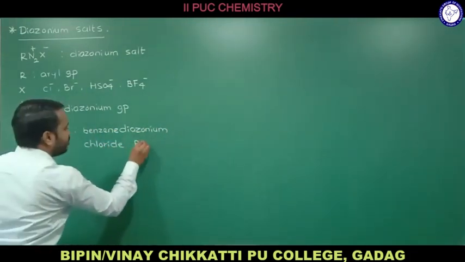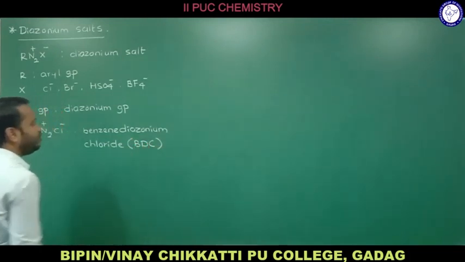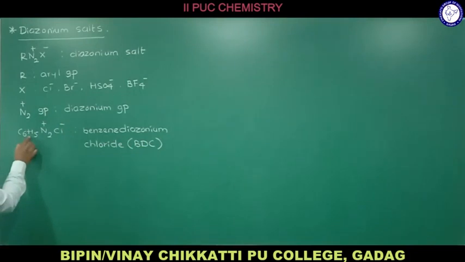Usually we can represent it as BDC, benzene diazonium chloride. So benzene ring we have, and on that we have the diazonium group, and chloride we have here. So this is one very familiar example for a diazonium salt.